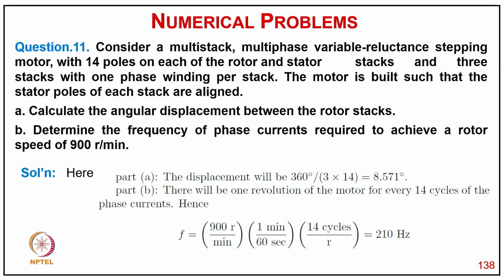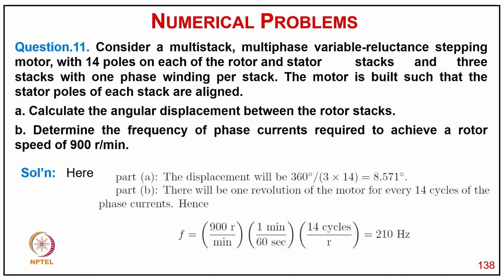Coming to question 11, consider the multi-stack multi-phase variable reluctance stepping motor with 14 poles on each of the rotor and stator stacks and 3 stacks with 1 phase winding per stack. The motor is built such that the stator poles of each stack are aligned. Calculate the angular displacement between the stacks and determine the frequency of phase current to achieve the speed of 900 RPM. So here in part A, the displacement angle will be 360 by 3 into 14, that's 8.5714 degree.